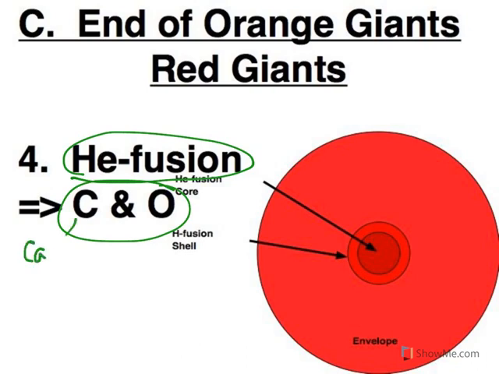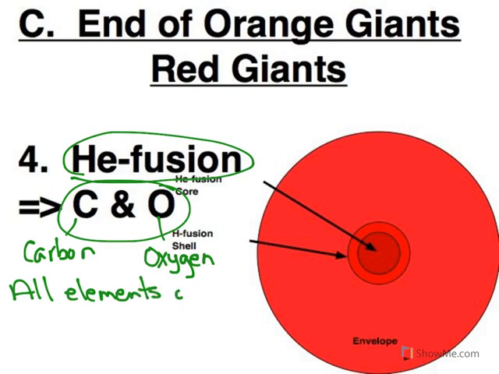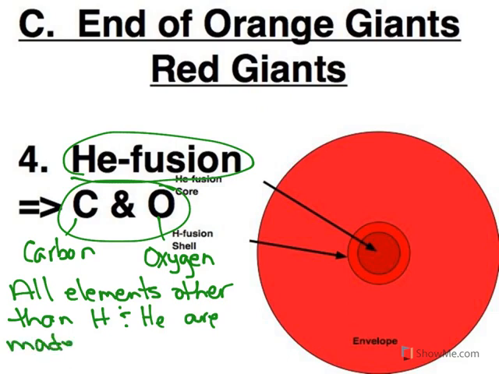C is carbon, O is oxygen. When our universe began, hydrogen and helium were, for all intents and purposes, the only elements present. All elements other than hydrogen and helium are made in stars. So that means the elements in your body came from stars.